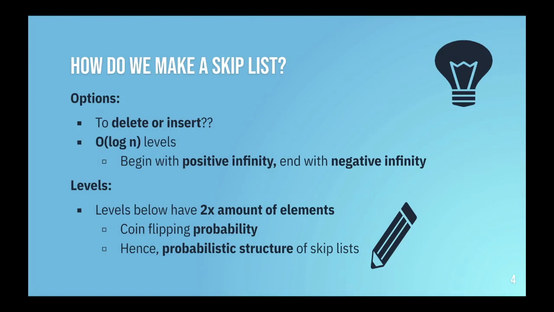How do we make a skip list? We have the option to insert or delete keys. However, you can only delete keys if there are any items in the list. There are O(log n) levels in a skip list. These levels begin with negative infinity and end with positive infinity. They are also known as the header and sentinel nodes. Each level below another has twice the amount of elements due to the even likelihood of heads versus tails.